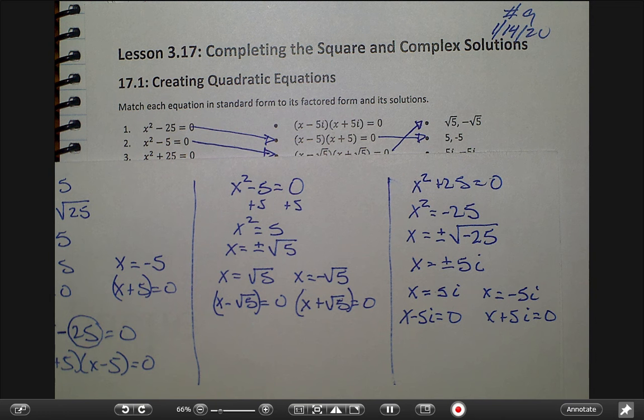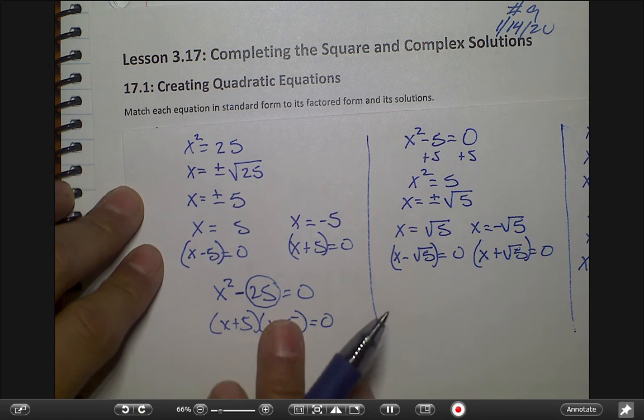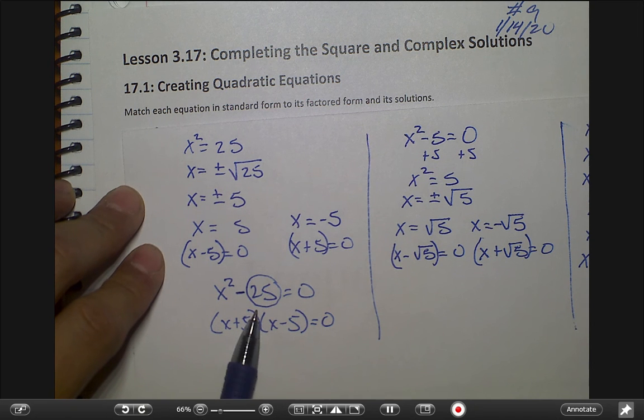Are we okay? Okay, so the interesting part of this was my difference of squares, so I can identify things and go straight to the answer.